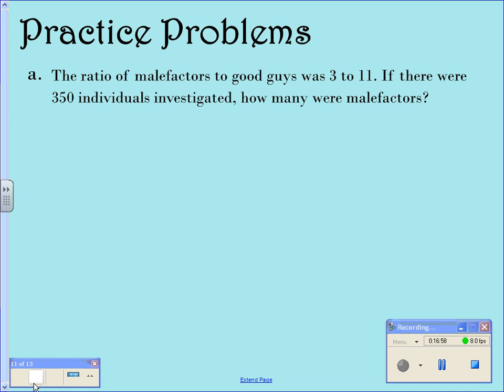Kayla, what'd you set up for your ratio? And then what'd you do for the other one? Do you agree with Kayla? Where'd you get the 14? There were some bad people they investigated and some good people, right? Total of them was 14. Yeah, she did malefactors over the total.